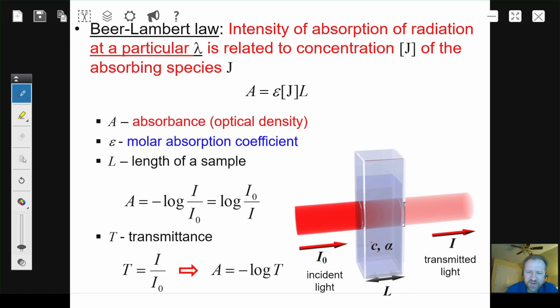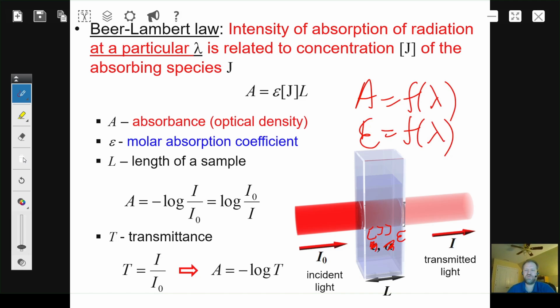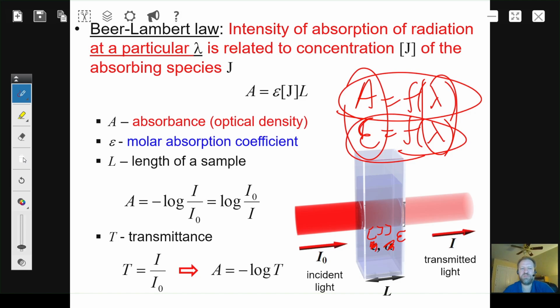concentration. So here you can say, okay, forget this. This is now the concentration of the absorbing species, and also you have the molar absorption coefficient. Now, keep in mind that absorbance is a function of wavelength, and that's because the molar absorption coefficient is also a function of wavelength. So because the molar absorption coefficient depends on the wavelength, you have different absorbing ability of species to absorb light depending on the wavelength. Because the molar absorption coefficient depends on the wavelength, the absorbance will depend as well.